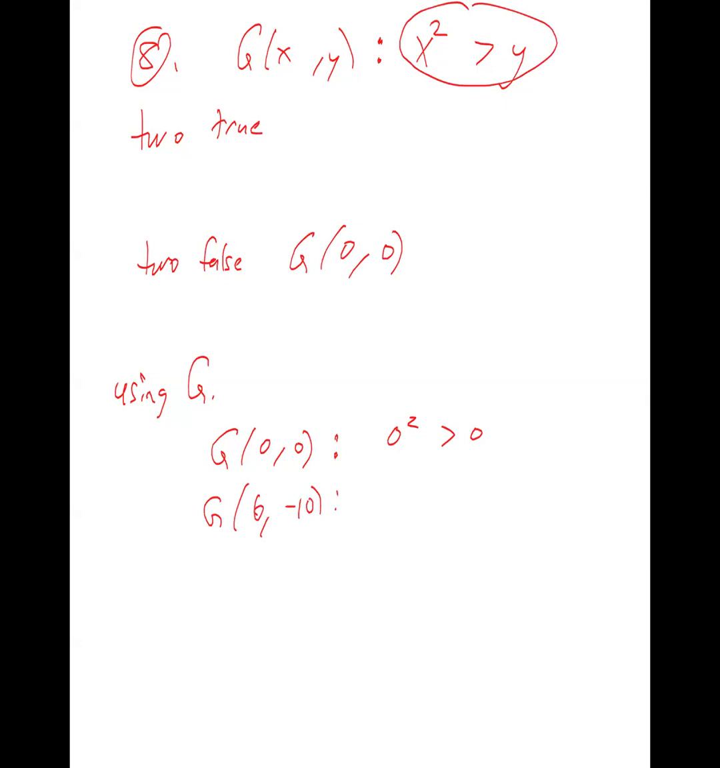The statement g of 6, -10 means what? What is x? 6. So it means 6 squared is greater than, and what is y? Correct. So that's what it means. Now, Isaac, can you tell me whether it's true or false that 6 squared is greater than -10? True, you're right. So that's a true statement. So you can put down g6 -10 into the true category. Do you see how it works? So you have to keep on thinking of some more true ones and some more false ones until you have 2 true examples and 2 false examples, right?